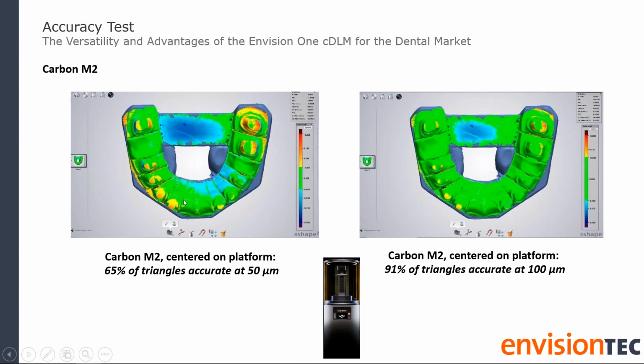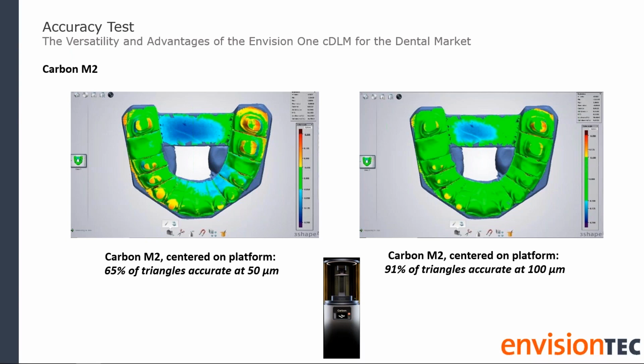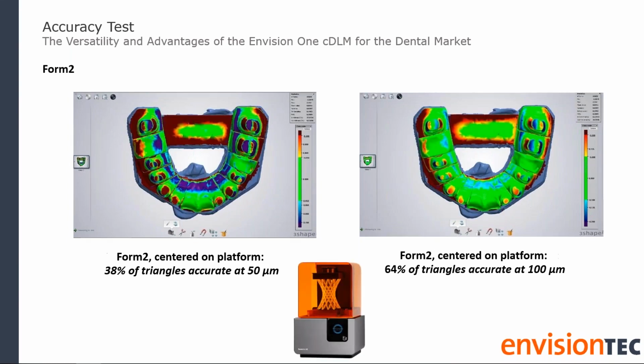with that dome effect. Now we're going to jump into, like I said, we'd already spoken about the Formlabs in the orthodontic space. Now we're going to show some scans off of the dental space. So the Form 2 is centered on the platform. 38% accuracy at 50 microns with this very, very tough test. I mean, it is a tough test that Dr. Augusto de Oliveira put together. And you can see that we're at 38% at 50 and 64% at 100.